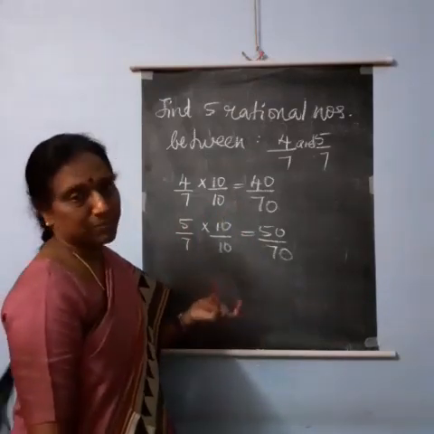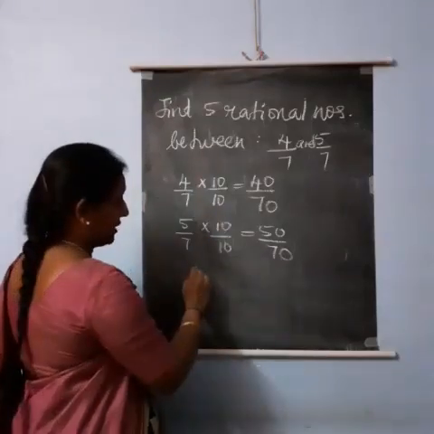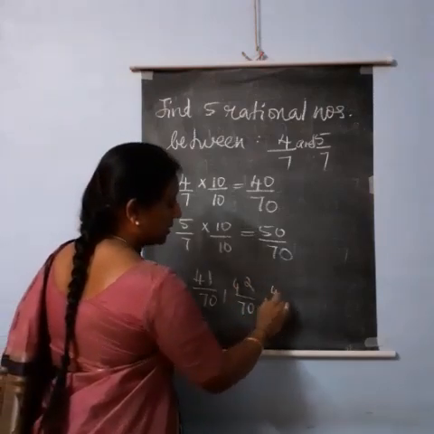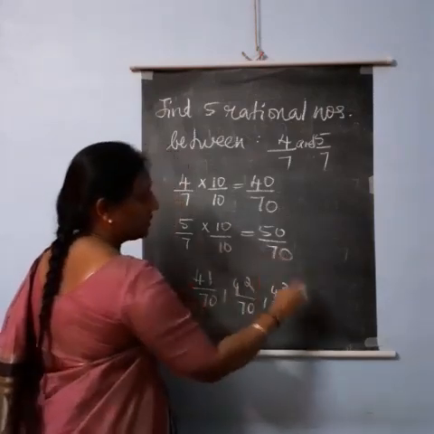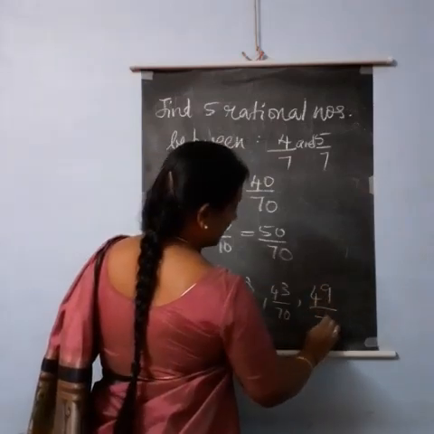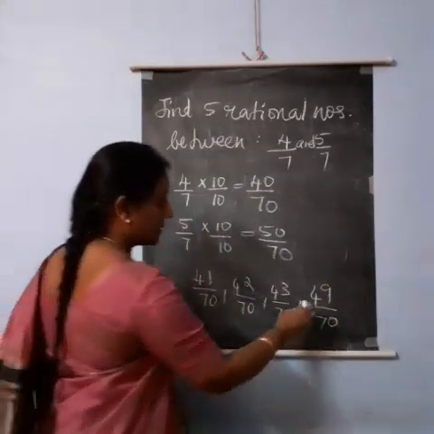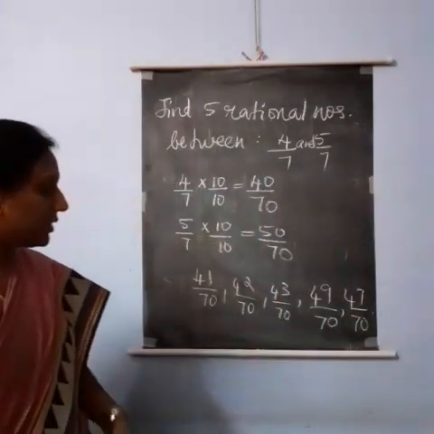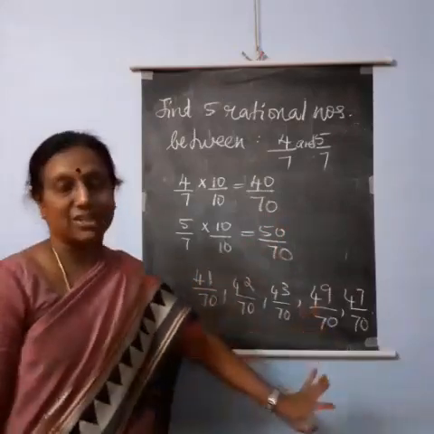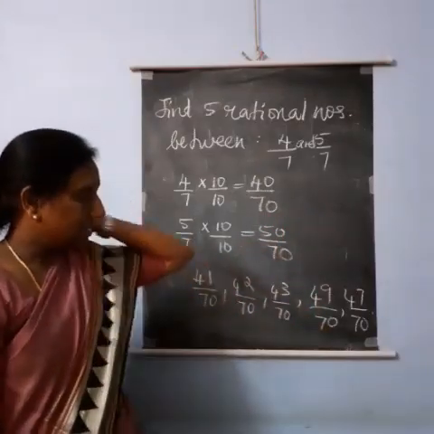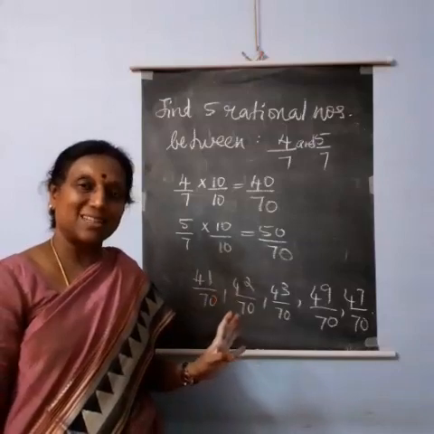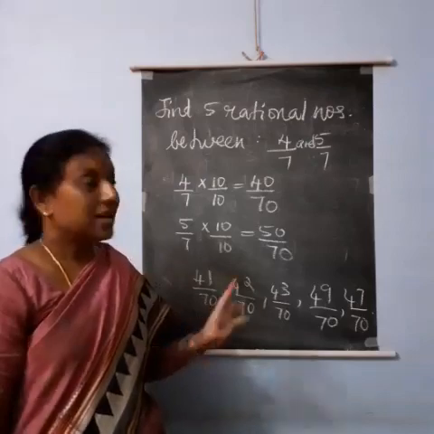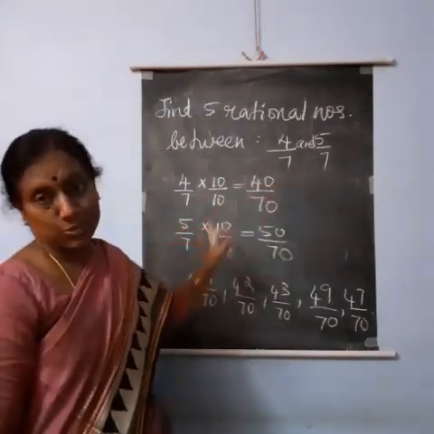You can take any number, and they want only 5, right? 41 by 70, 42 by 70, 43 by 70, or even 49 by 70. Yes, and 47 by 70. Isn't it? So we have got 9, sorry, not 19 fractions, 9 fractions we can get. Here I am getting 5, the required 5. Did you understand this concept of how to find fractions between fractions? But when they are of the same denominator, it was easy.